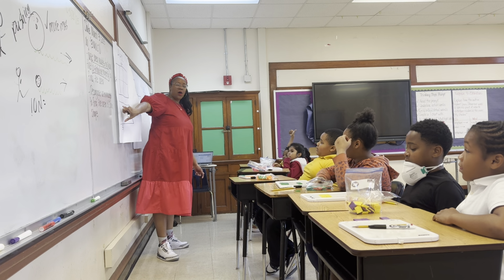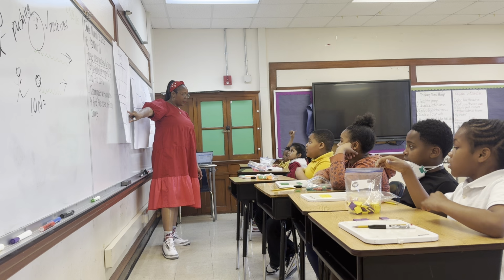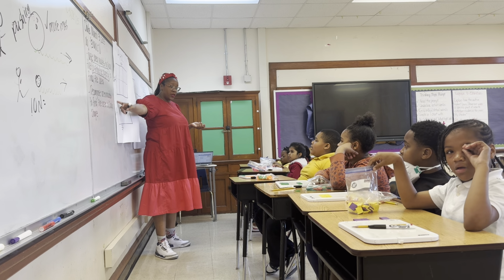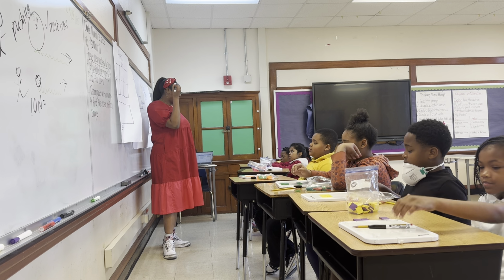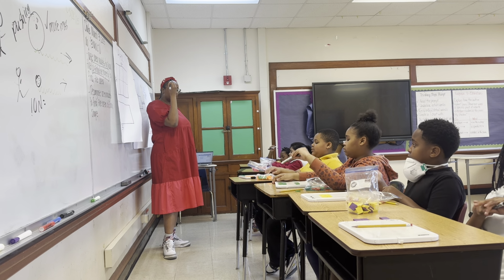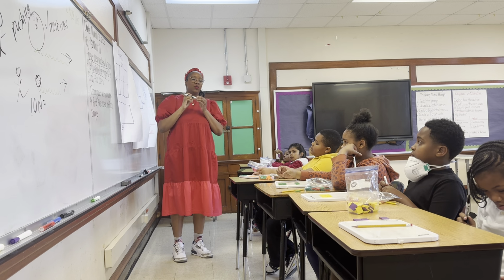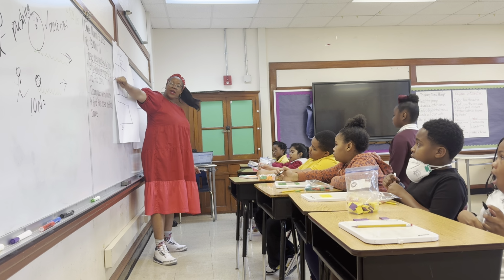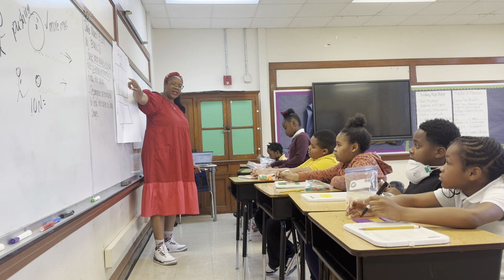Okay, so how many square units should you have in your length? 3. How many in your width? 1. Now pick up your marker. Are you ready? Okay. What I want you to do is label the width. So on the side of your square units, I want you to write 2 feet.